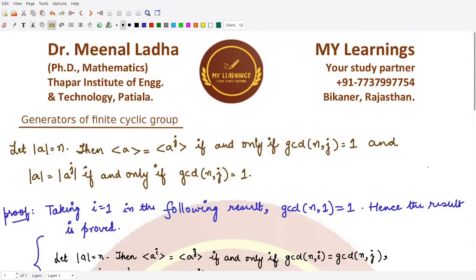In this video we'll be looking at another result which tells us about the generators of a finite cyclic group. So knowing one generator, can we have others, and what is the procedure for that? So let's move ahead and see this here. Suppose the order of any element A is given to be n. This is given to us.